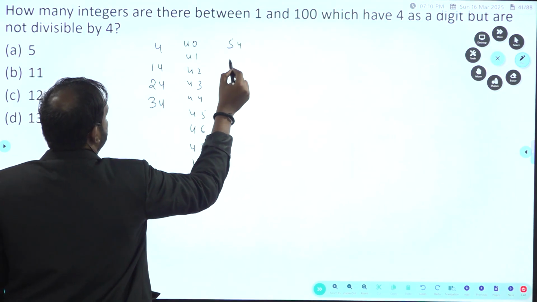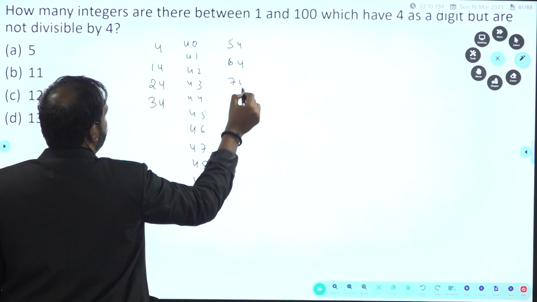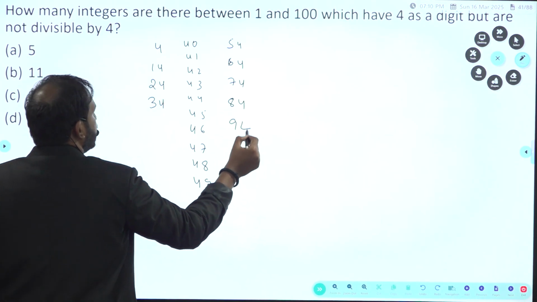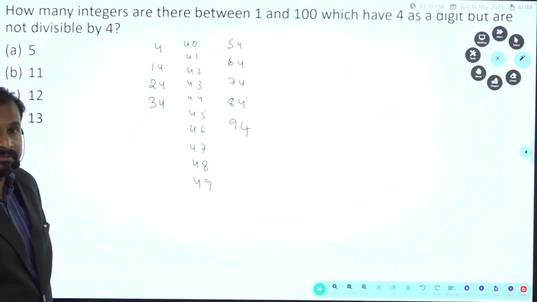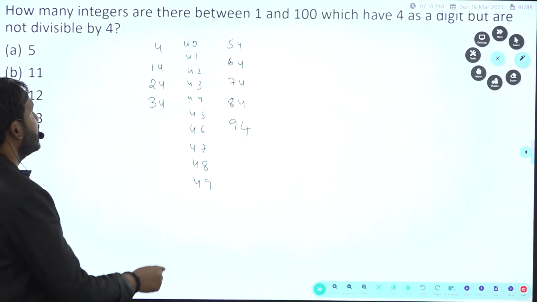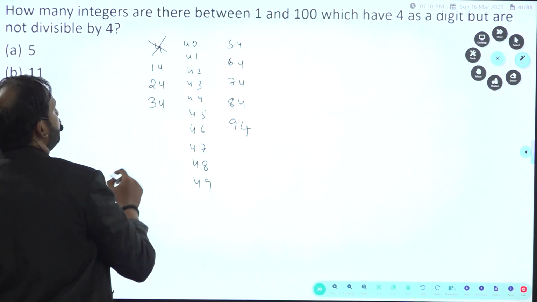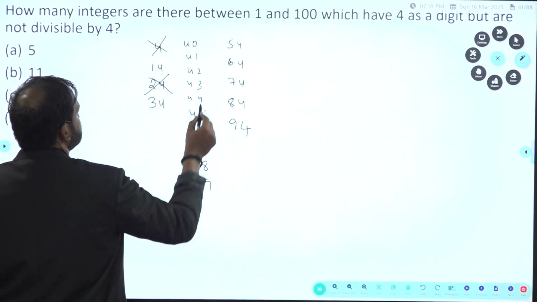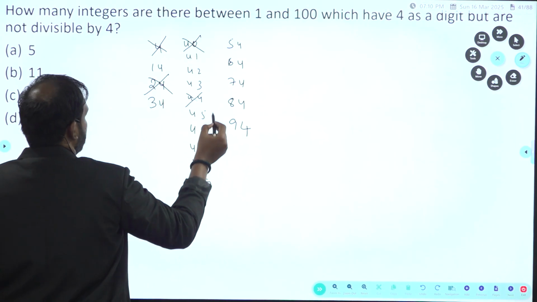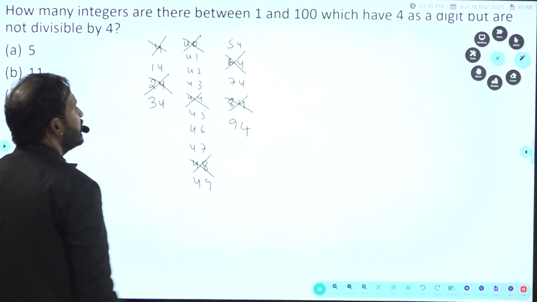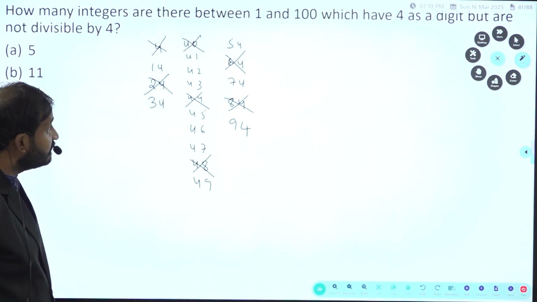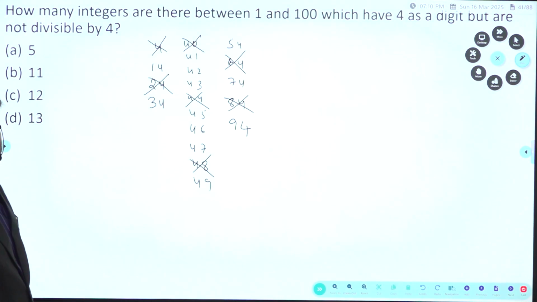54, 64, 74, 84 and 94. These are the numbers which have 4 as a digit, right? But they should not be divisible by 4. That means I will cancel the numbers which are divisible by 4. 4 I will cancel, 24 I will cancel, 40, 44, 48, 64, 84. These are the numbers which have 4 as a digit and are divisible by 4, so that is the reason I am cancelling them.